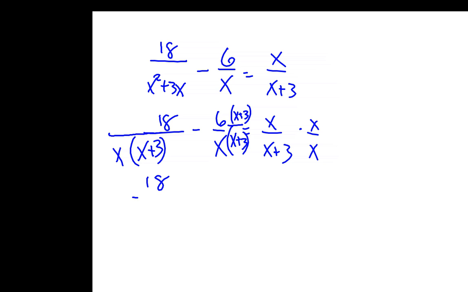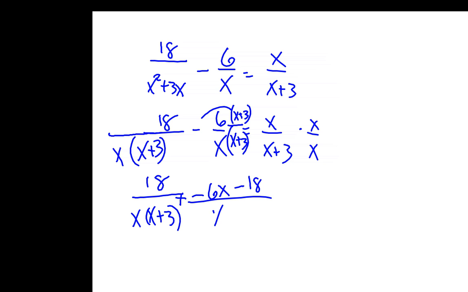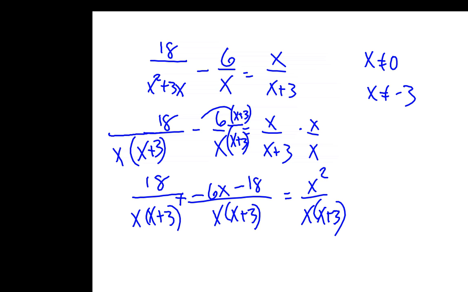So I'll show it to you. You get 18 over x times x plus 3 minus, I'm going to distribute here. Be careful, it's a negative 6 that I'm distributing, right? So it becomes minus 6x minus 18 over, so I'm really adding this fraction, over the x times x plus 3 equals the x squared over the x times x plus 3. What are my restrictions? X cannot equal 0. X cannot equal negative 3.